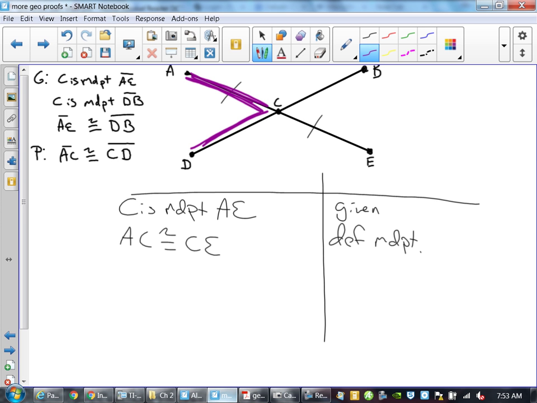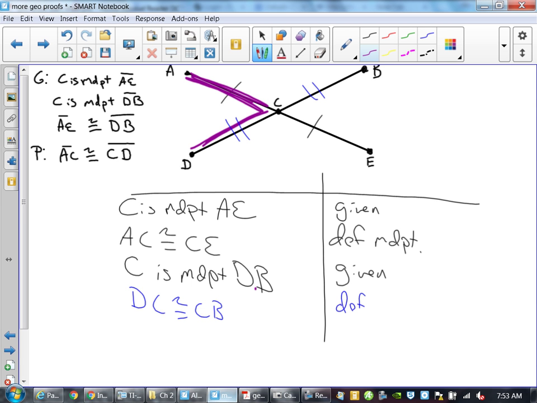I do the same thing. C is the midpoint of DB. Another given. According to my progression sheet, it tells me to do something else. Make sure that I have congruent segments. Well, that means these two have to be the same. Definition of midpoint. And then it says that AE is congruent to DB. So those two big segments are already equal to each other.